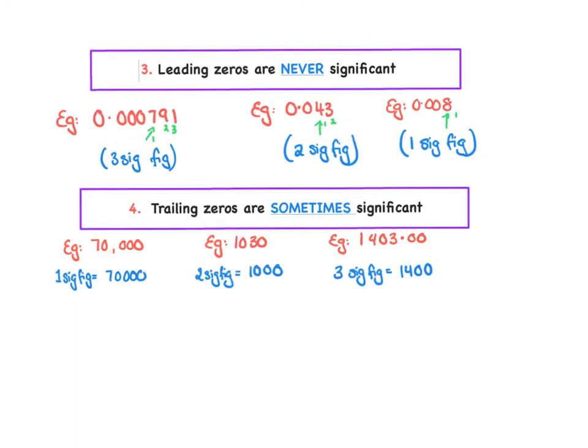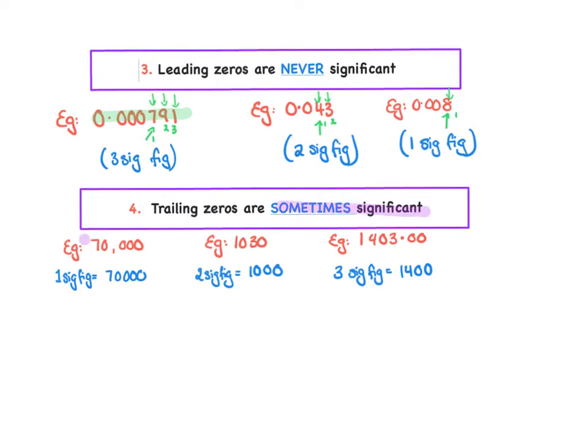Okay, the other rule, leading zeros are never significant. So this number here is just 3 significant figures because I don't start counting until I get to the non-zero. So there's 1, 2, 3. This one's only showing 2 significant figures. This one is only showing 1. Sometimes trailing zeros are significant and sometimes they're not.